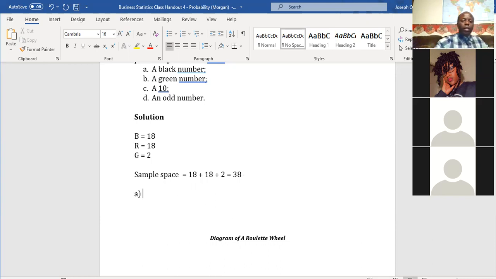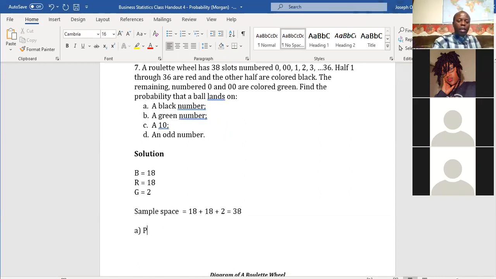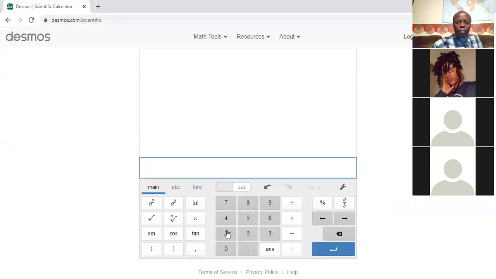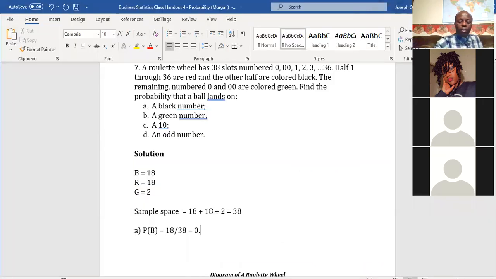Part A says the ball falls on a black number. There are 18 black numbers. So the probability that your ball will fall on a black number will be 18 out of 38 slots. So we get 18 divided by 38 from our calculator: 0.4736, which is basically 0.474. Or you can say that you have a 47.4% chance that the ball falls in the black slot.